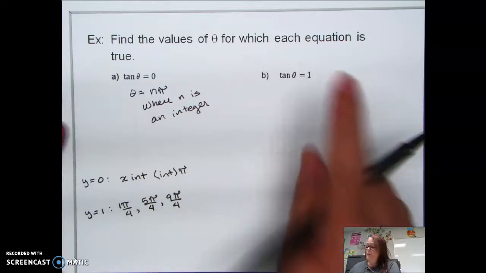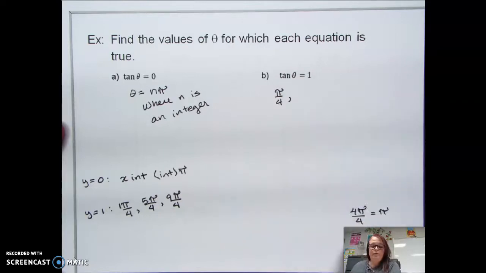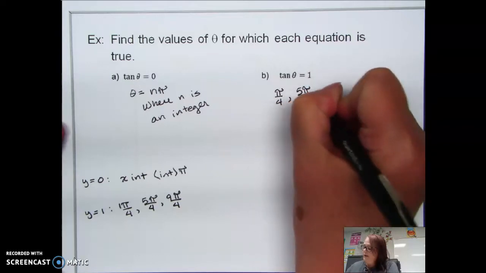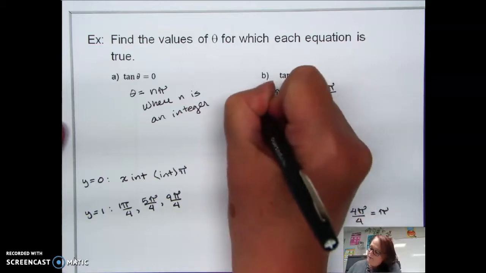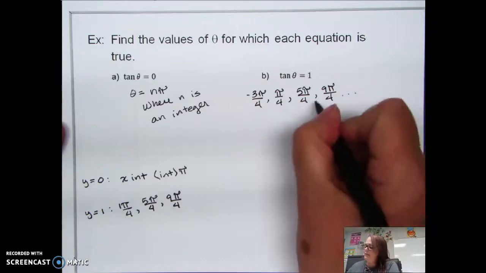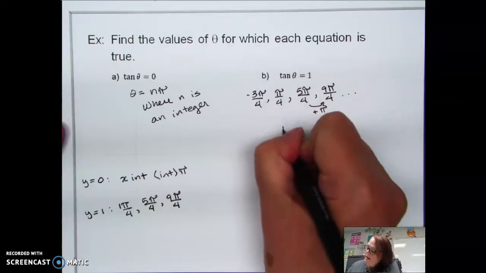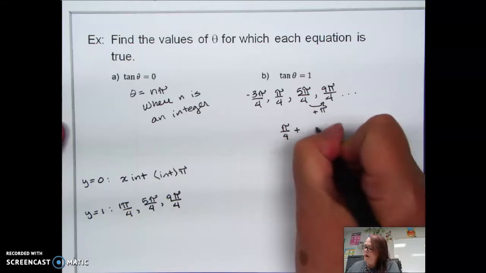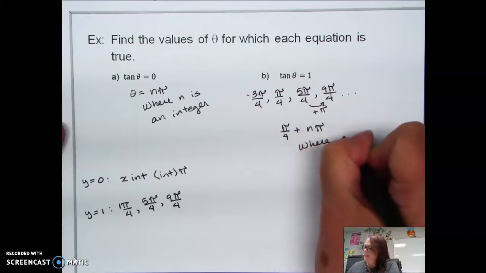And tangent of theta is positive 1, starting at pi over 4, and then increasing by 4 pi over 4 each time, so that means 5 pi over 4, 9 pi over 4. I could go the other direction and subtract and say negative 3 pi over 4 would give me a value of 1, right? And so the pattern is the difference each time is pi. So I'm going to say I've got pi over 4 as my original amount, and I can add pi to it as many times as I want, where n is an integer.